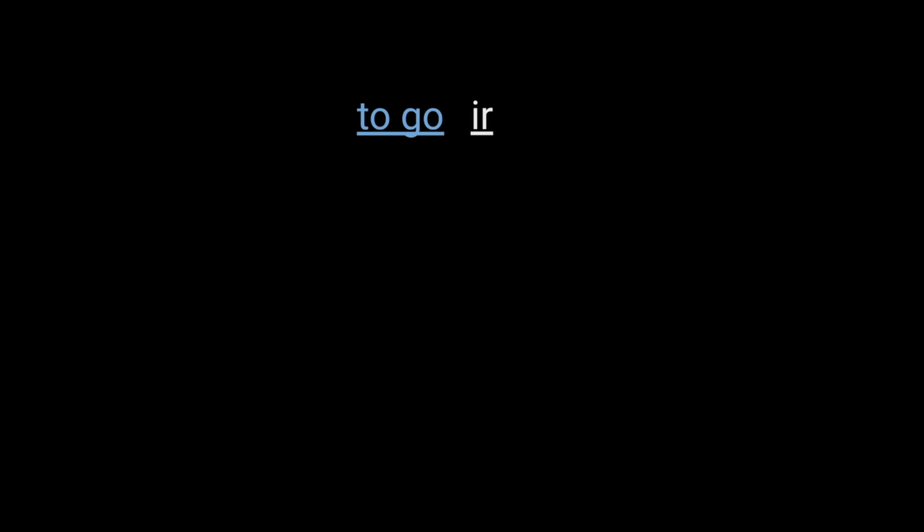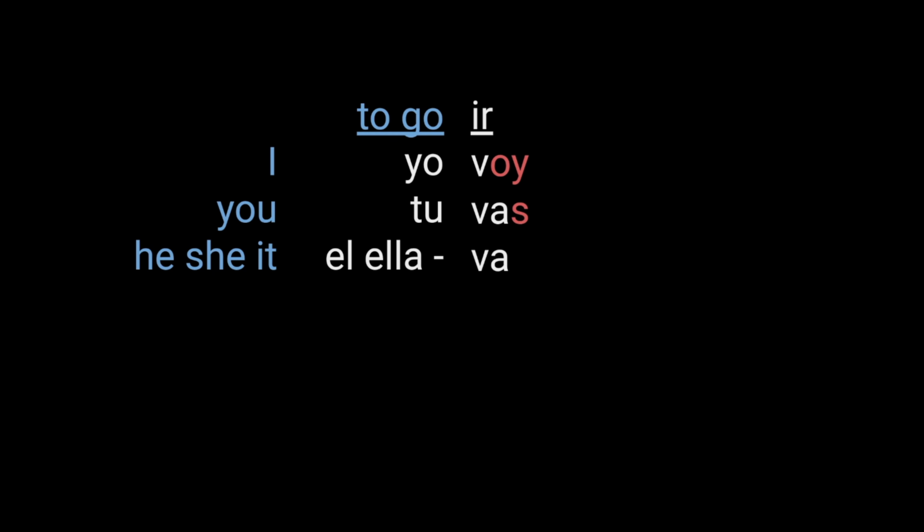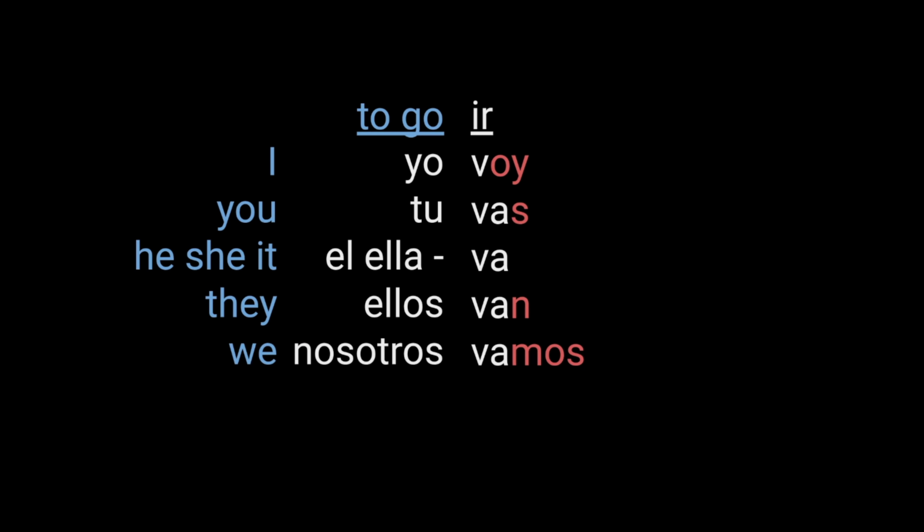The word for to go in Spanish is ir. I go. It's very, very different. So this is an exception where the word ir changes a lot. Yo voy. You go. Vas. He, she, or it goes. Va. They go. Van. We go. Vamos. And you guys go. Vais.